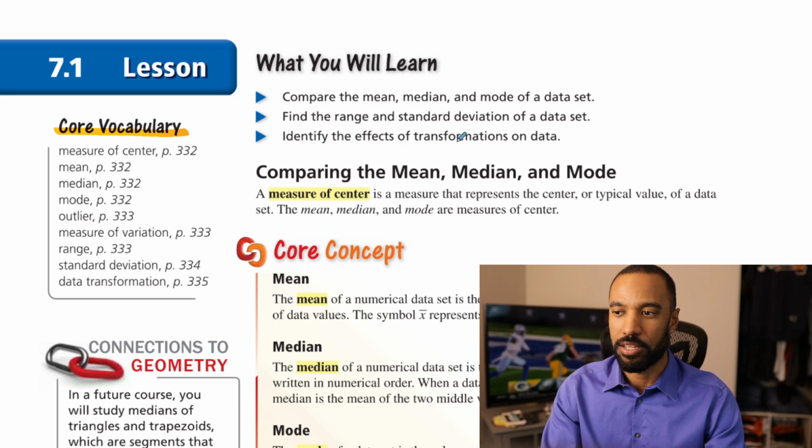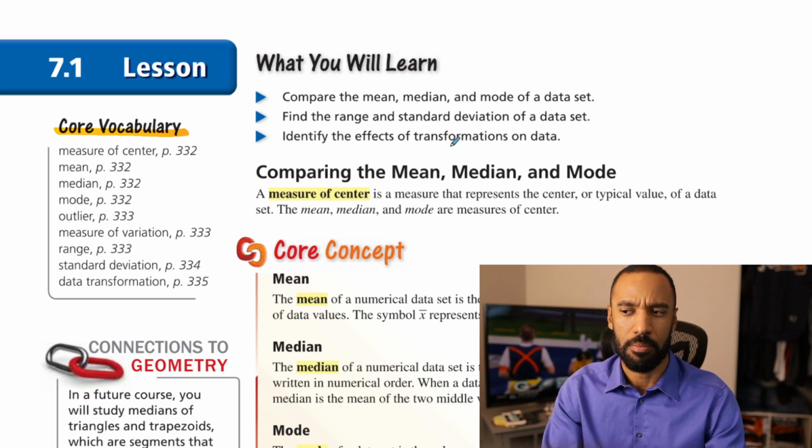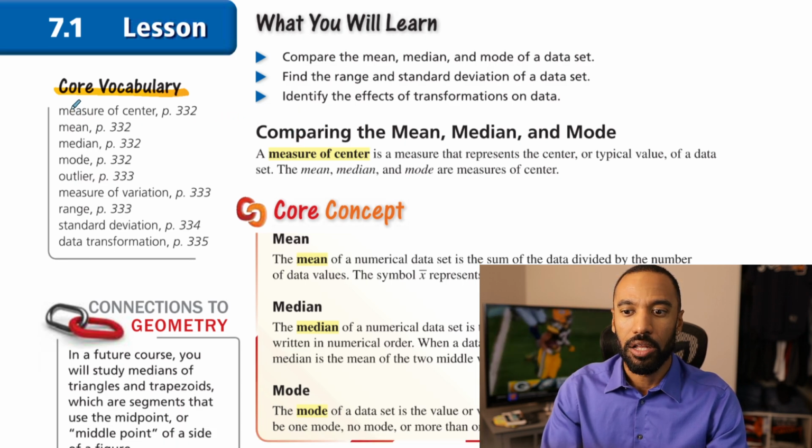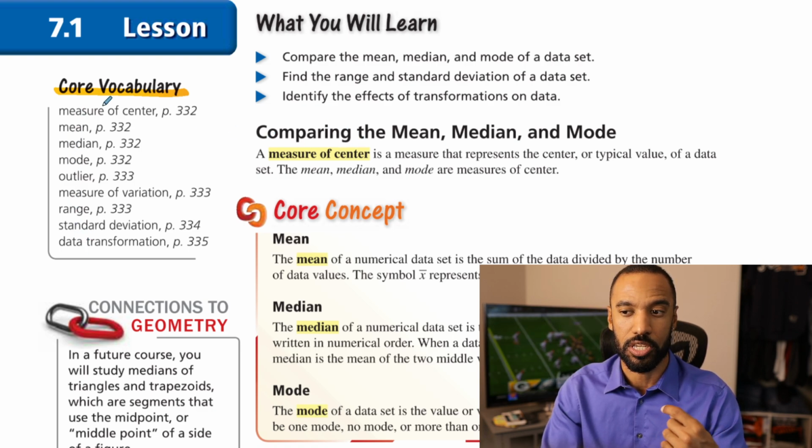And identify the effects of transformations on data. I'm curious what they mean by that. I actually don't know yet. I don't get to see this stuff beforehand, really. A lot of different terms. I'll let them expose themselves as they come up. The first one that's coming up right now is measure of center. Measure of center right here.